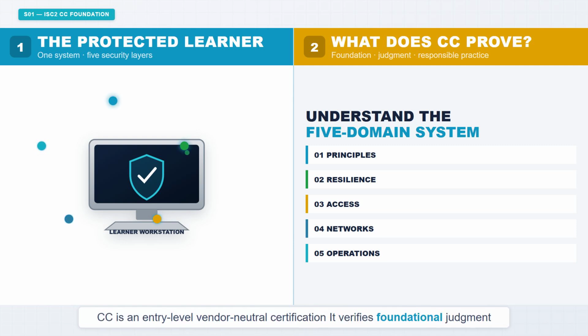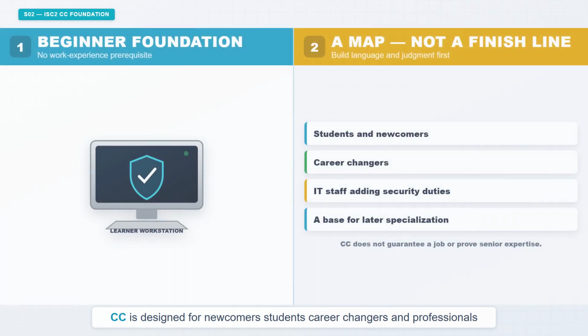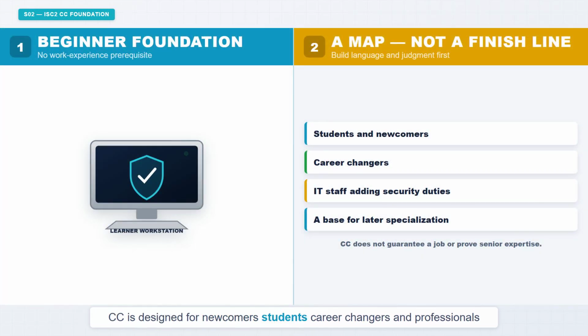It verifies foundational judgment across security principles, resilience, access control, networks, and daily security operations. CC is designed for newcomers, students, career changers, and professionals beginning cybersecurity responsibilities. ISC2 lists no work experience prerequisite. That makes the credential accessible, but not meaningless. You still need to understand why controls exist, how risk affects business objectives, and how a responsible practitioner behaves.